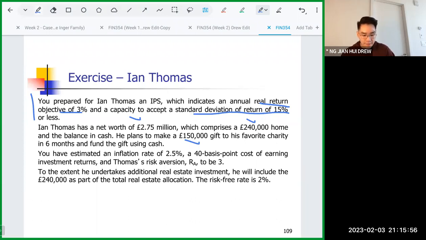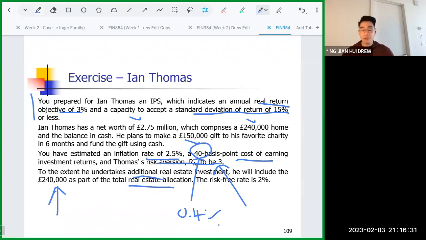There's inflation of this. Again, the cost of living and cost of earning investment returns is 40 basis points, which is 0.4%. I always like to put it this way. Like I mentioned, the RA or risk aversion factor of 3 is usually given. To that extent, he might want to undertake additional real estate investment. He'll include this amount in the real estate allocation. So his existing real estate will be part of the real estate portfolio, basically. That's what I'm trying to say.